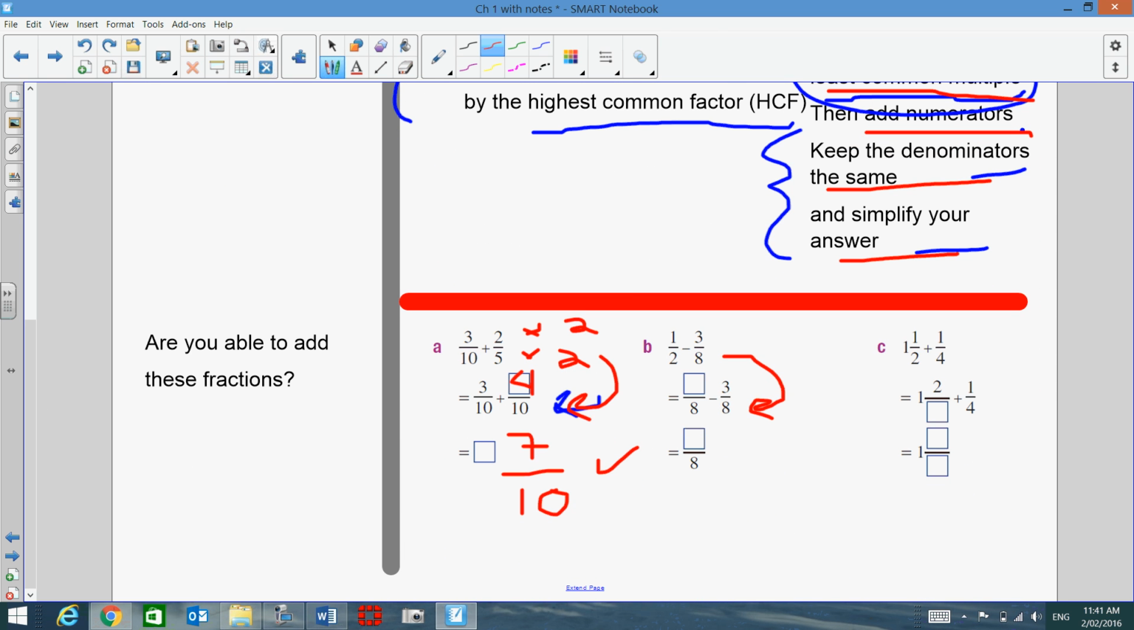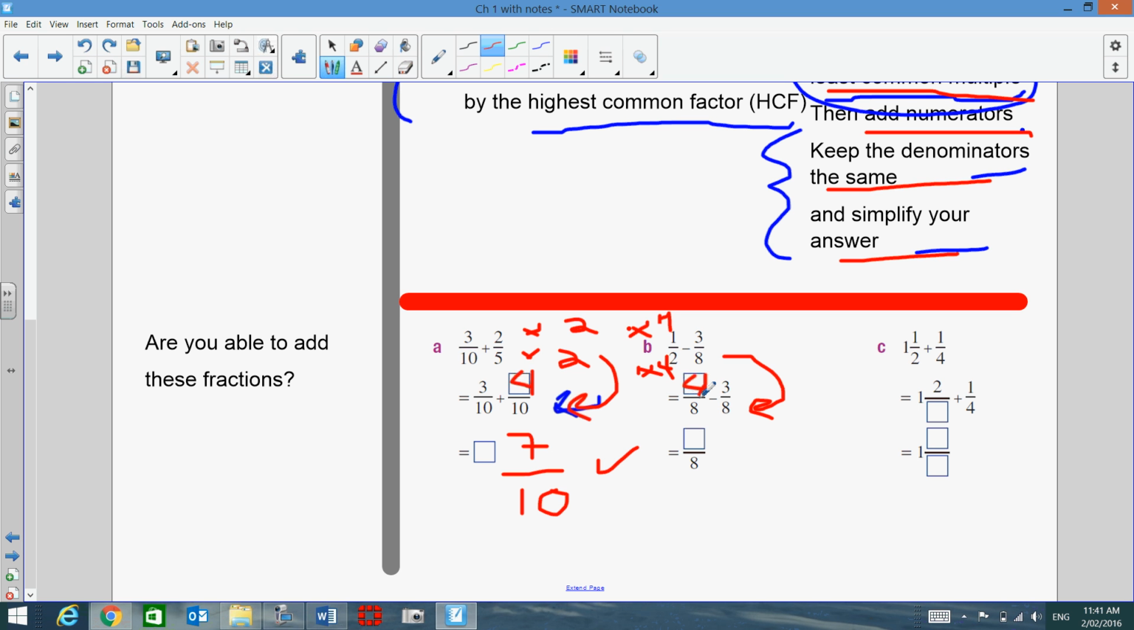So now I have to think, well, what did I multiply this 2 by in order to get 8? So I actually multiplied by 4. That means I have to multiply the numerator by 4 as well. So what I really have is 4 times 1, which is 4, divided by 8, and then minus 3 over 8. That's a really small box.